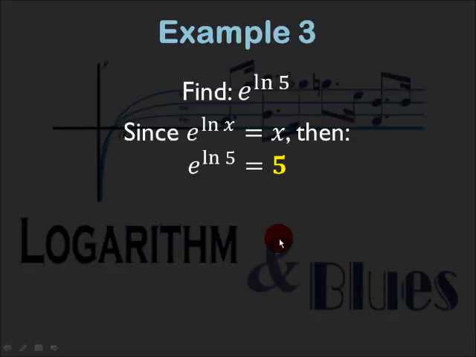And again, by the end of these notes, I want you to be able to see this pattern right away and recognize that e to the natural log of x, they are inverses, and so they kind of cancel each other out, and you're just left with 5.